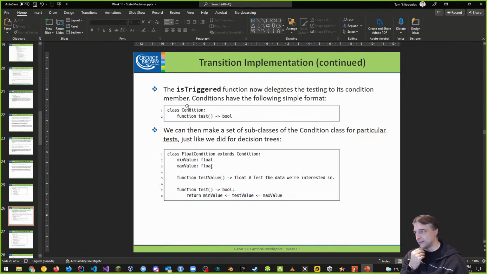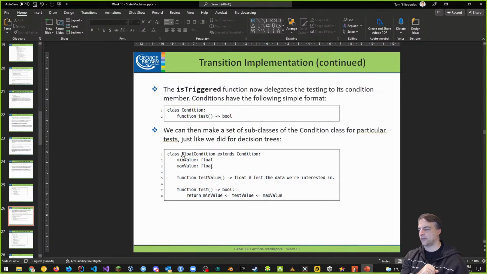So what then does the condition class give us? Typically, let's think about this as a superclass for conditions. It has a single function typically, which is the test function, and the test function allows us to return either true or false. And we can make more complex conditions. For example, we can have a floating type of condition, very similar to what we did with decision trees, where we have a test value, and if that test value falls between a minimum value and a maximum value, then the condition is true.